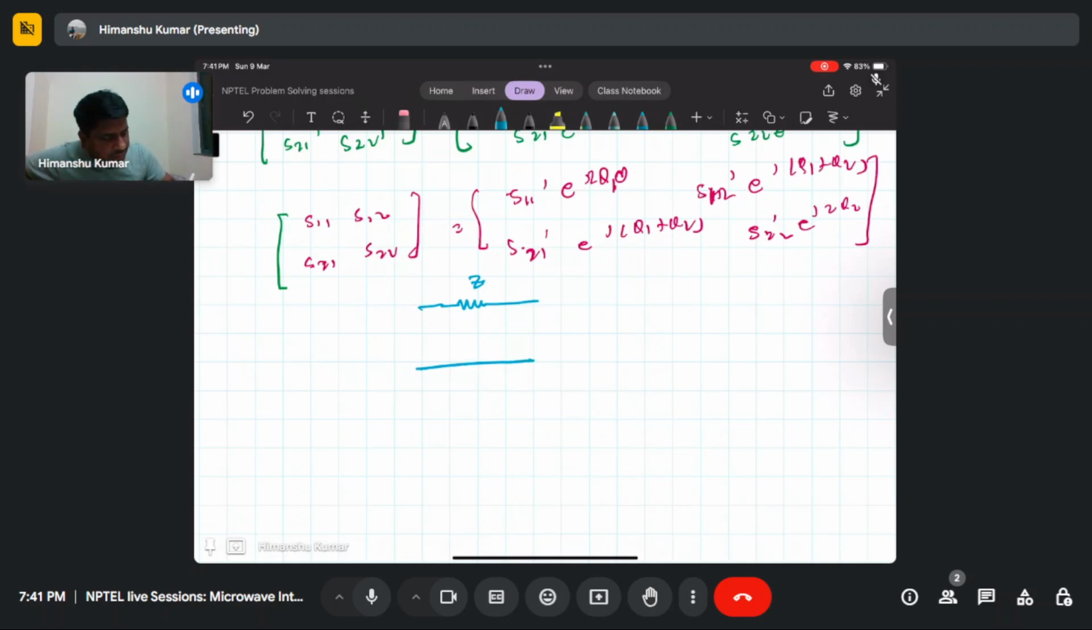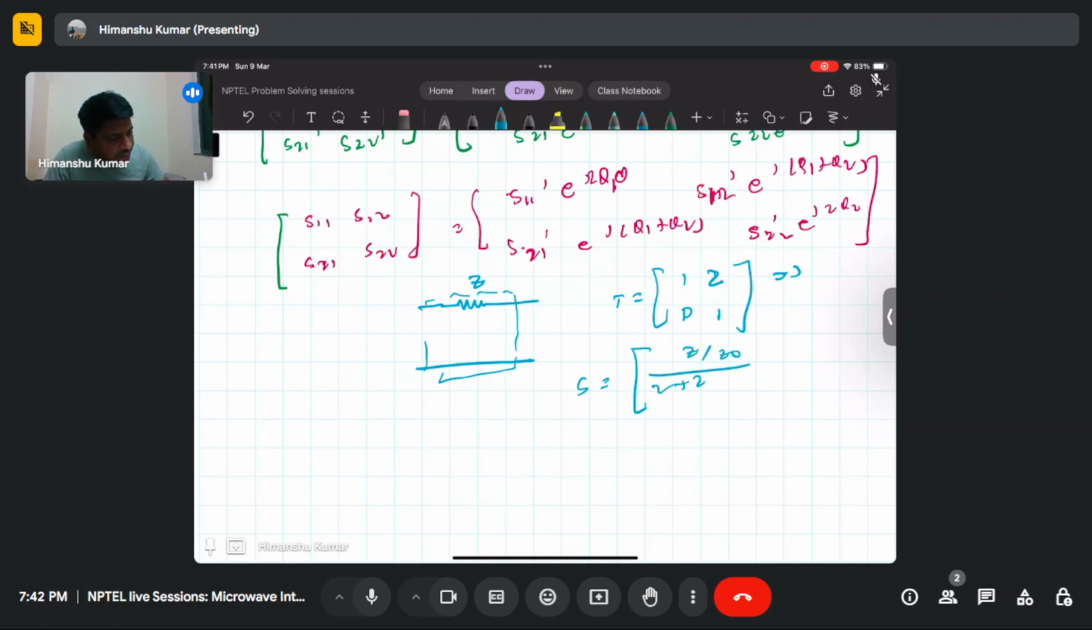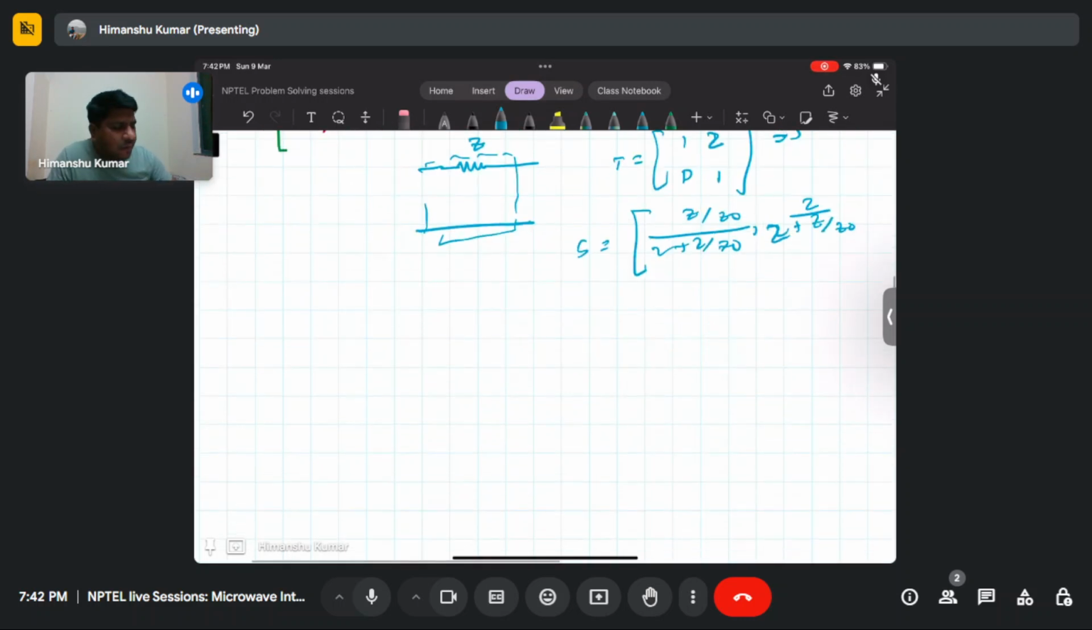So if you find the T parameters of this network, which is equal to 1 plus Z or 0 1, with this conversion you can find the S parameter, which will be equal to Z by Z naught divided by 2 plus Z by Z naught, comma 2 by 2 plus Z by Z naught, and then basically it will be equal to 2 by 2 plus Z by Z naught. Similarly, this will be Z by Z naught divided by 2 plus Z by Z naught. So with this you can convert to that.